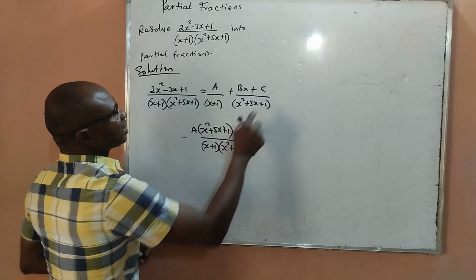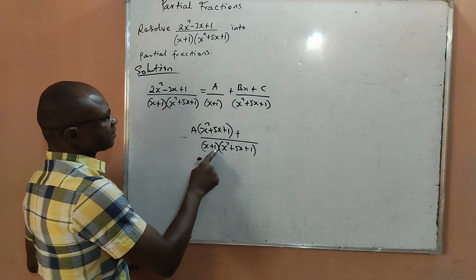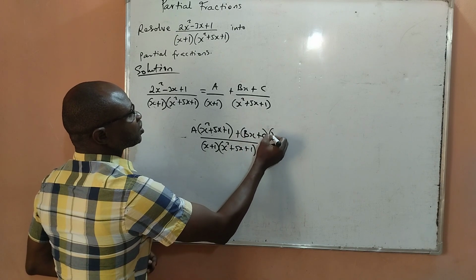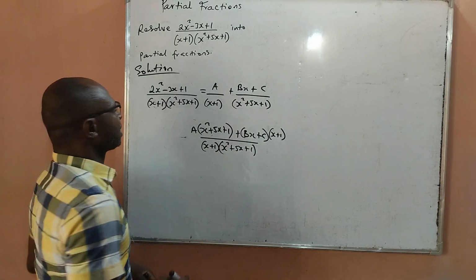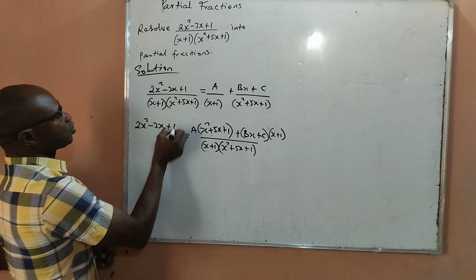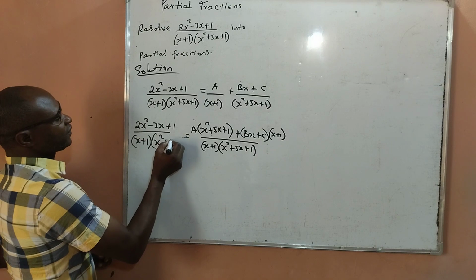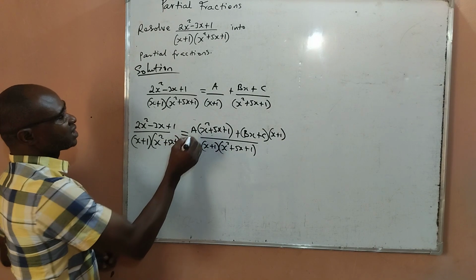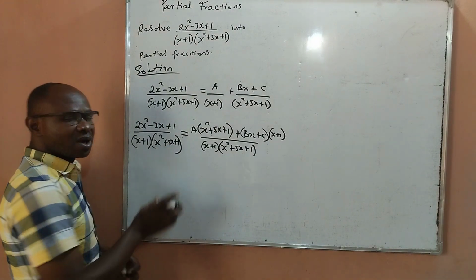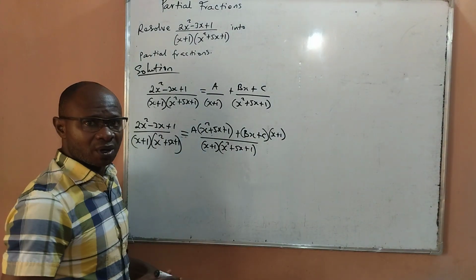Then plus, if I use this denominator that is quadratic to divide my LCM, what I will have is x plus 1. So I have now Bx plus C multiplying x plus 1. Now the whole of this is equal to 2x squared minus 3x plus 1 all over x plus 1 into x squared plus 5x plus 1. If you look at this now, you will agree with me that the denominator on the right hand side is equal to the denominator on the left hand side. What it implies is that the numerator automatically becomes equivalent.